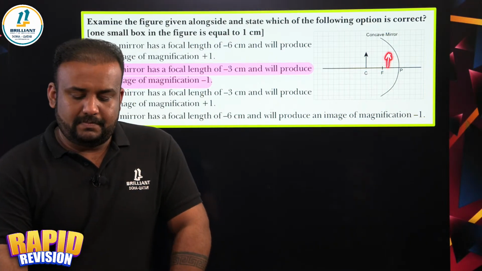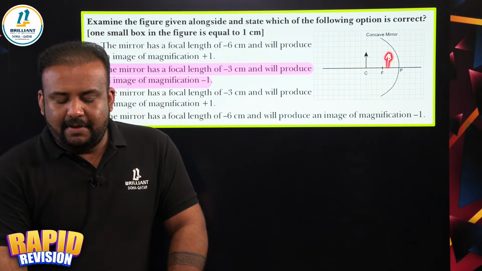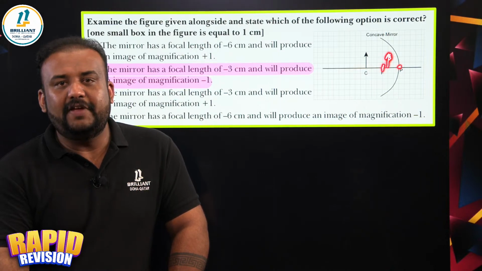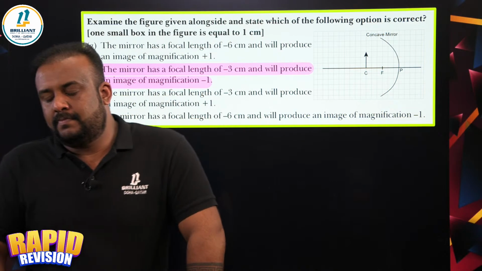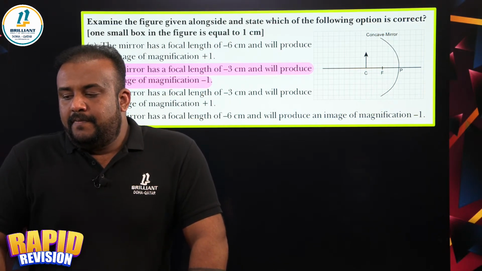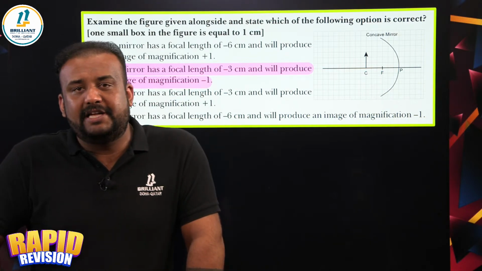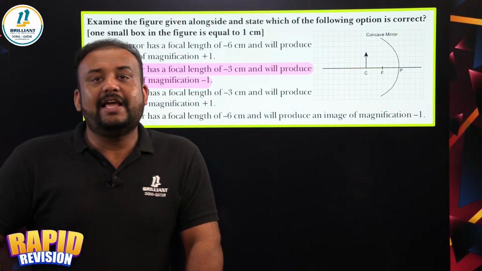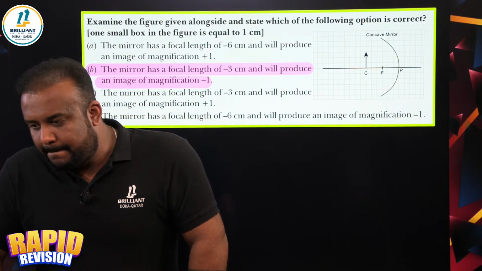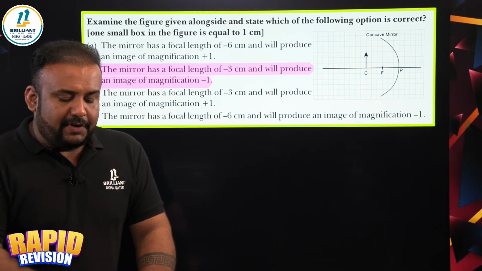Let me ask you, if I move this object and keep it here, where do you think the image will form? If I keep the object in between this F and P, where will the image form? Yes, very good. Behind the mirror, it will be an enlarged image. And that's the only case where a concave mirror forms a virtual and erect image. Yes or no? Yes. Let's move on to the next one.